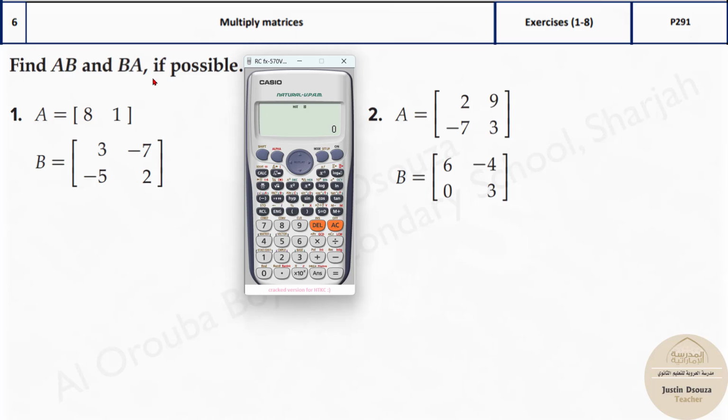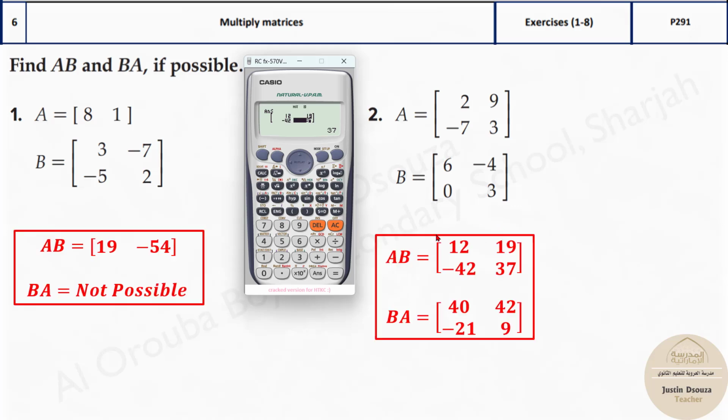You have to multiply AB and BA if possible, right? So let's press shift 4 and type 3, that is matrix A, multiplied by matrix B, that is shift 4 and option 4. Press equal to, you get the answers 12, 19, minus 42 and 37. Let's just look at the answers. This is the answer. But multiplying B and A is not the same.